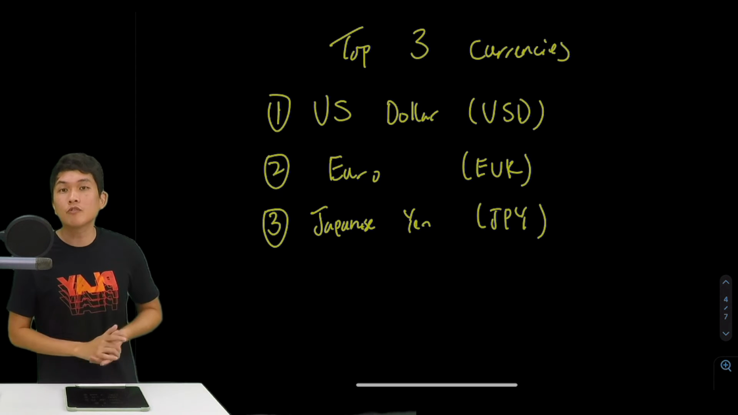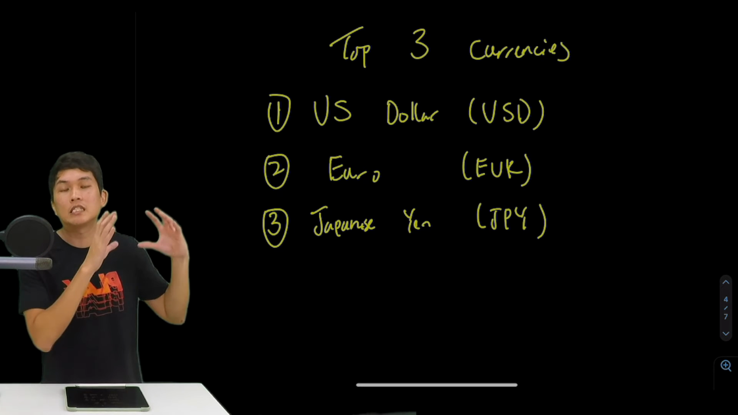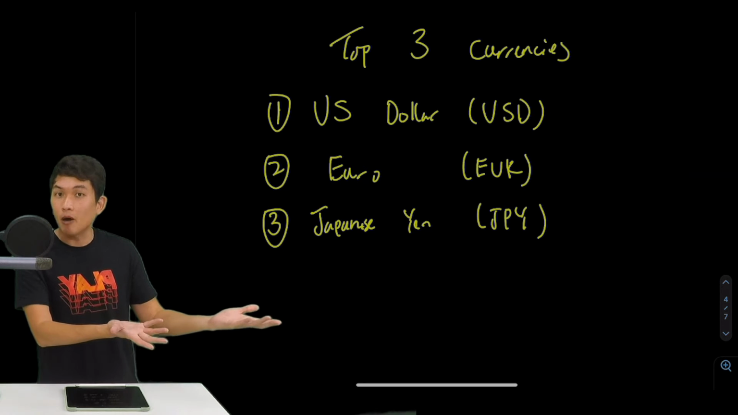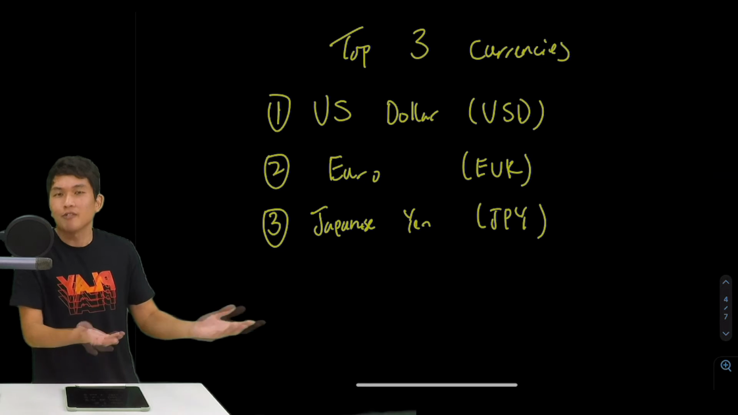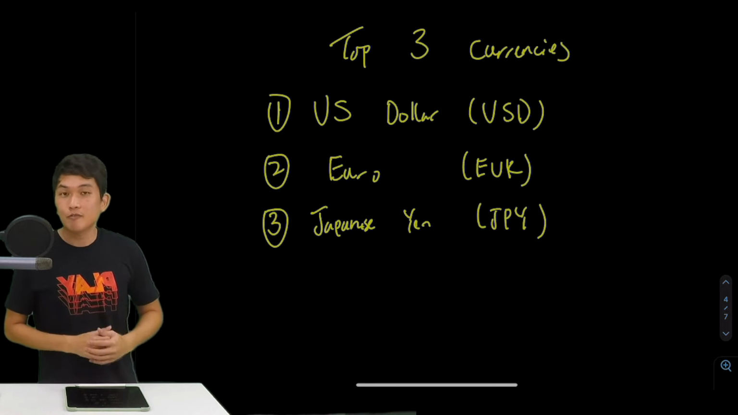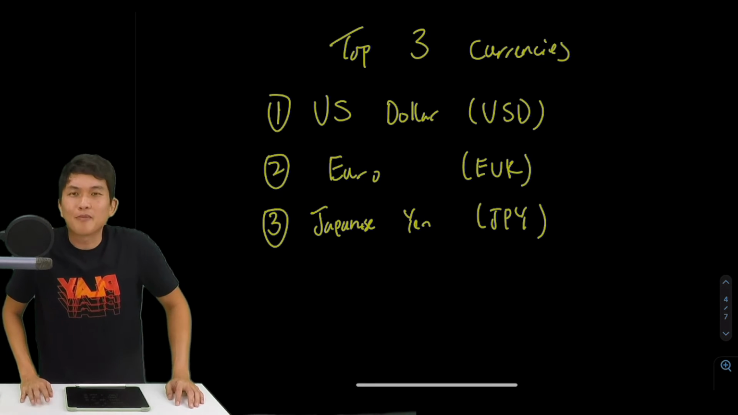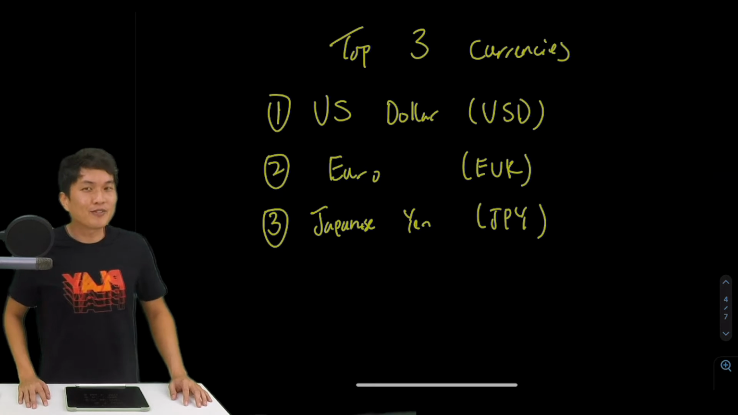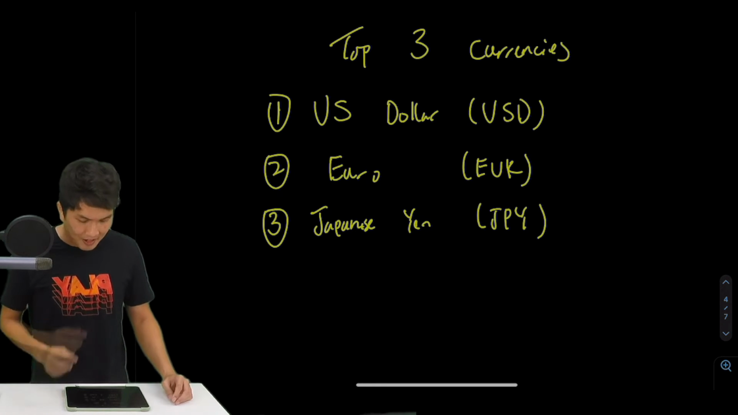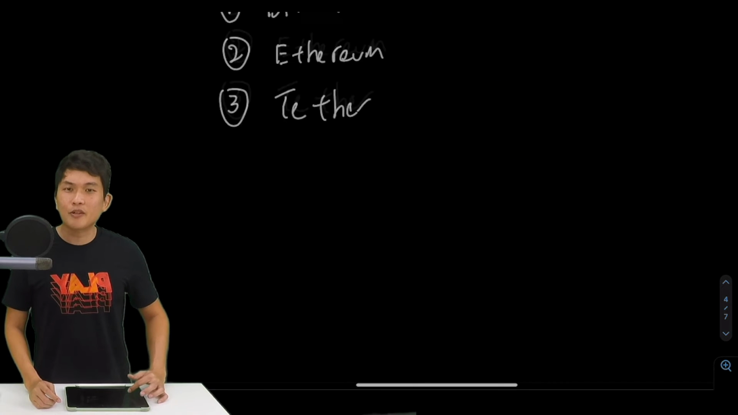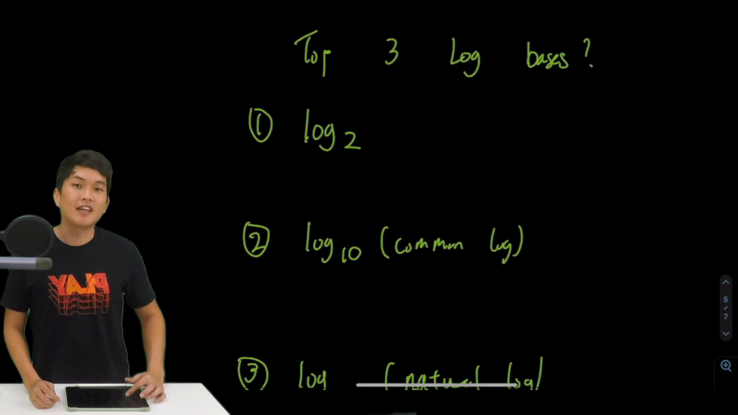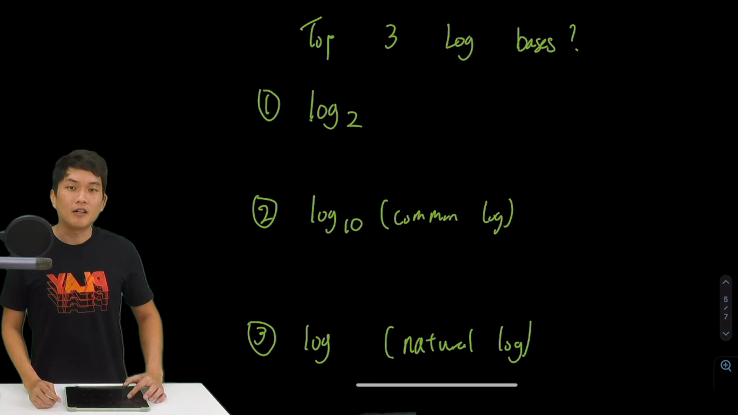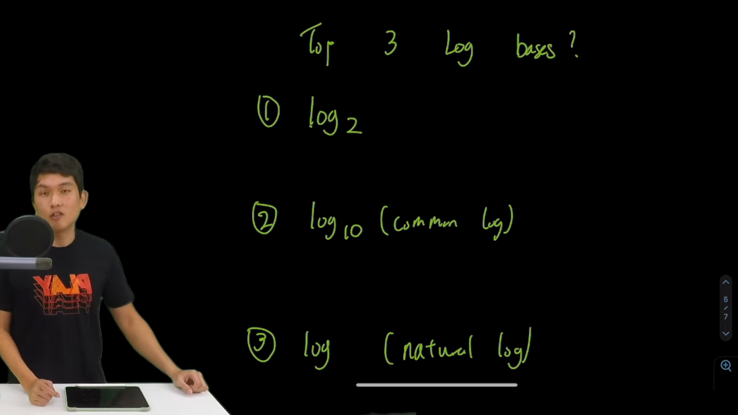Number 2 is the euro. It's used by 19 countries in the European continent. That is popular, right? Like 19 countries, wow. And you have the Japanese yen, which is also quite popular, but I don't know where else you can use the Japanese yen. Okay, so of course, then we're going to talk about the different bases that are really popular when we talk about logarithms.